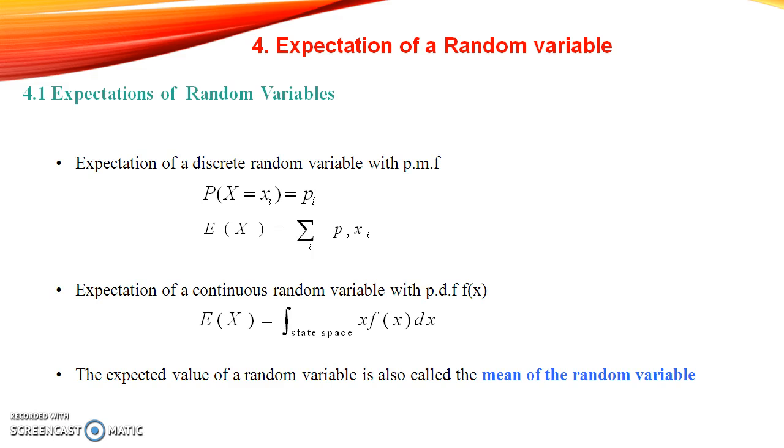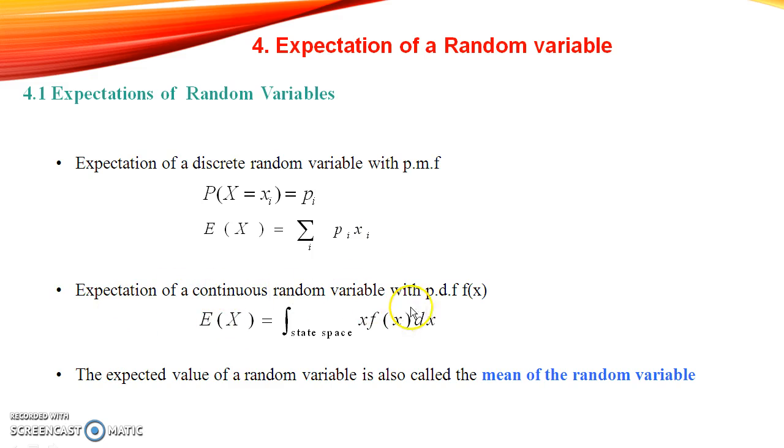Then the fourth point is the expectation of a random variable. Expectation means the expected value of a random variable, which is called the mean of the random variable. Here we take the mean of all the possible values of the outcomes of a random experiment. For a discrete random variable with probability mass function p(x_i) = P(X = x_i), the expectation E(X) is the summation of x_i times p(x_i).